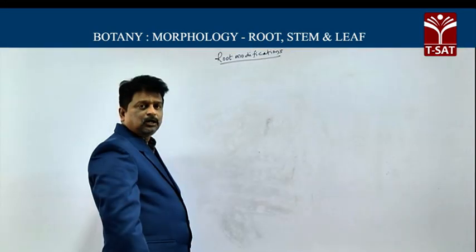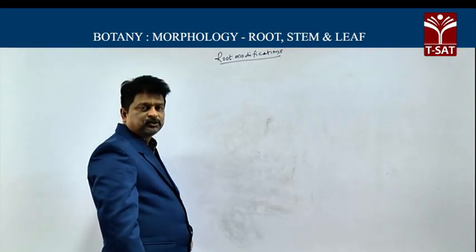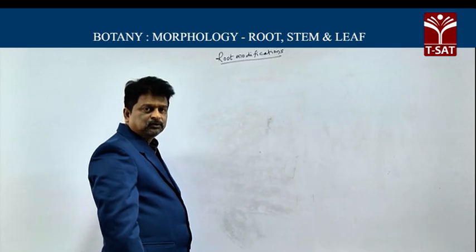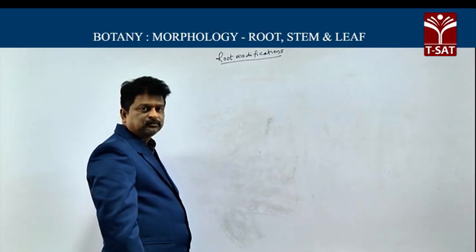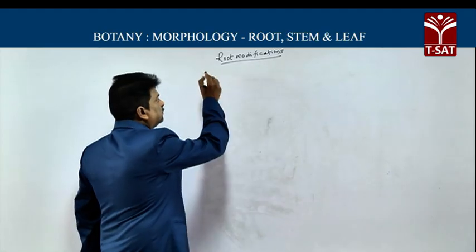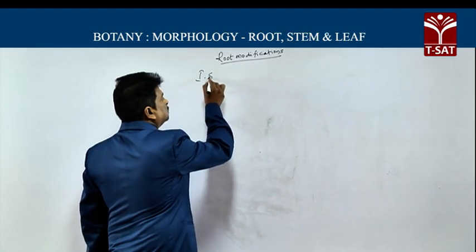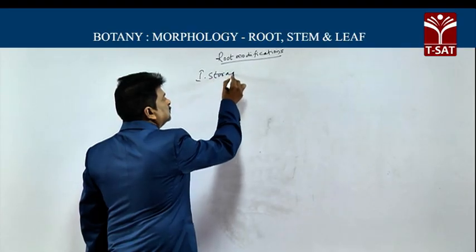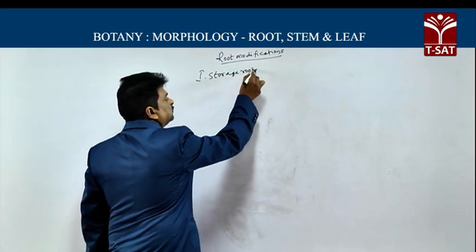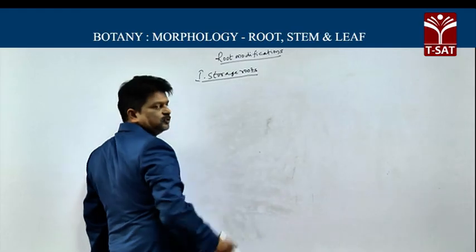Normal functions of roots: fixation, then absorption of water and minerals. But in some plants, to perform additional functions, roots get modified. Different types of root modifications. The first one is storage roots.